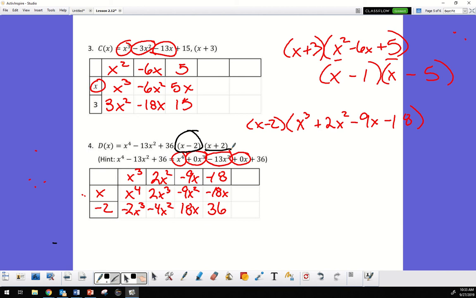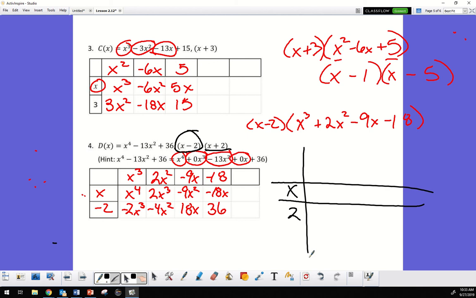In the instructions it said we might need to draw another box, right? Yes, this is one where we're drawing another box. As I draw my other box, what am I putting in the left side? X and positive 2. What's going in my first box, the upper left? That's x cubed. So what goes above that? Work our way down, 2x squared. You guys agree?